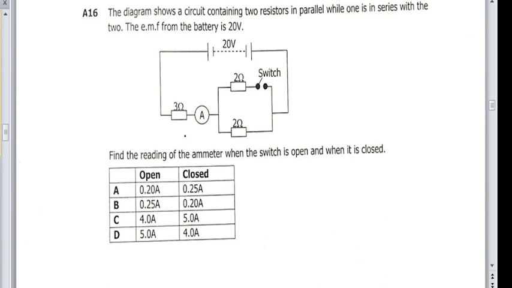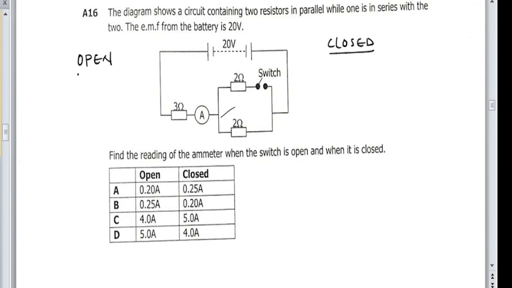The first thing that we're going to do is find the total resistance. When the switch is open, we are going to remain with this resistor and that other one. When the switch is closed, all the resistors will be effective. So let's start. I'm going to say open. This side will be open, this side will be when the switch is closed.